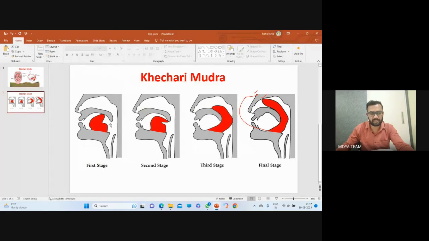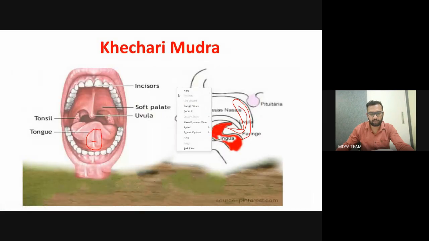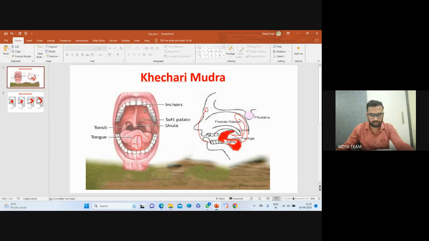You can understand from this diagram what is Vyoma. Please, I have to remove it first. Eraser, wait. Okay.